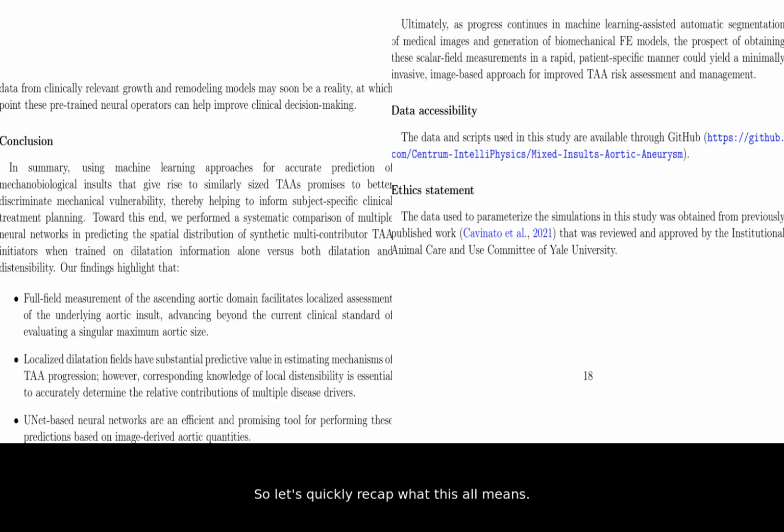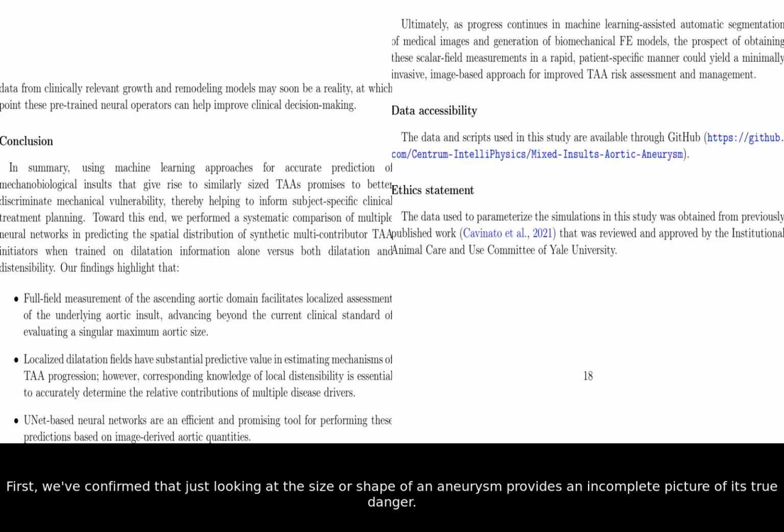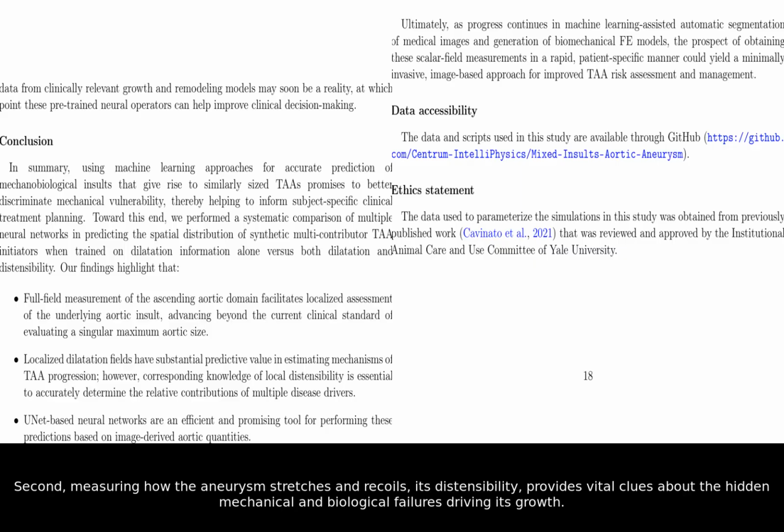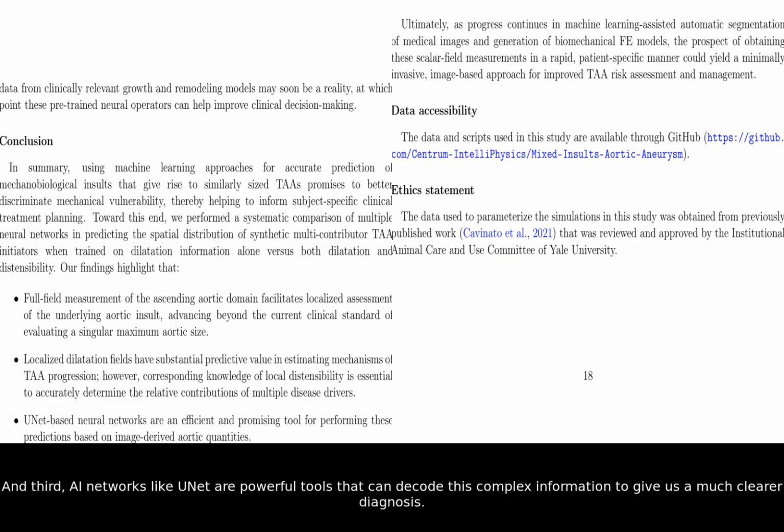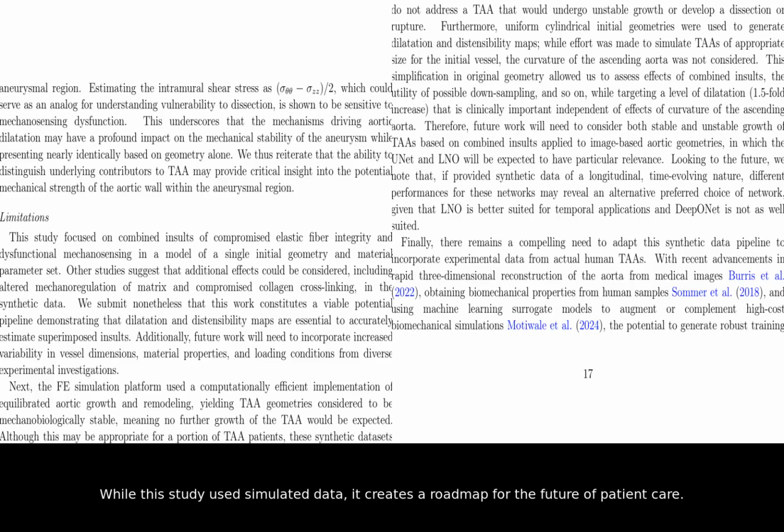So, let's quickly recap what this all means. First, we've confirmed that just looking at the size or shape of an aneurysm provides an incomplete picture of its true danger. Second, measuring how the aneurysm stretches and recoils, its distensibility, provides vital clues about the hidden mechanical and biological failures driving its growth. And third, AI networks like UNet are powerful tools that can decode this complex information to give us a much clearer diagnosis. While this study used simulated data, it creates a roadmap for the future of patient care.